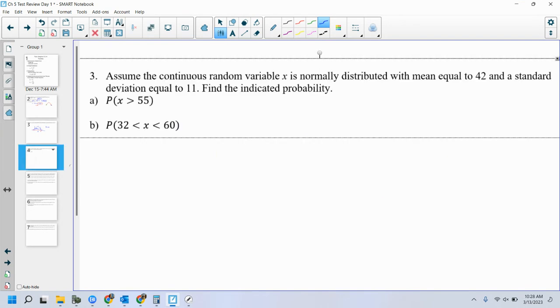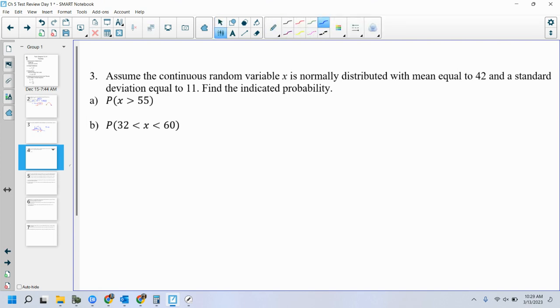All right. Assume the continuous random variable x is normally distributed, the mean mu is 42, and the standard deviation, sigma, is 11. Find the indicated probability. Oh, not 1.1, 11, excuse me. So the standard deviation is 11 and mu is 42.